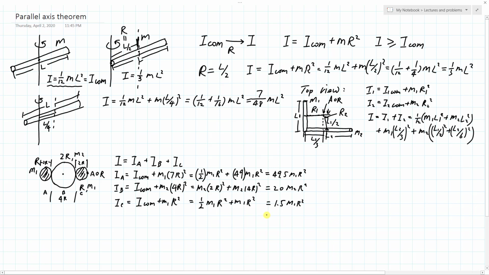So add them together. I'll just put the I here. Just sum all these three values. So 49, 51. So 51 m1 r squared plus 20 m2 r squared. Whatever these values are, if you're given numerical values, this is the best time to plug them in, not from the very beginning where you have to plug in the masses and radius of each individual term. Now you only have to do it for these two terms.